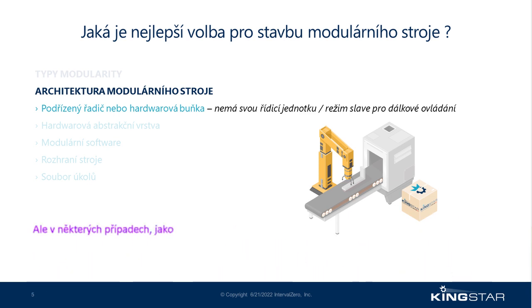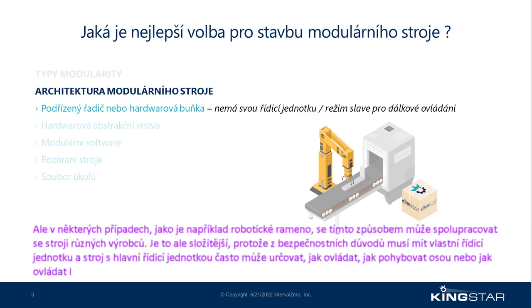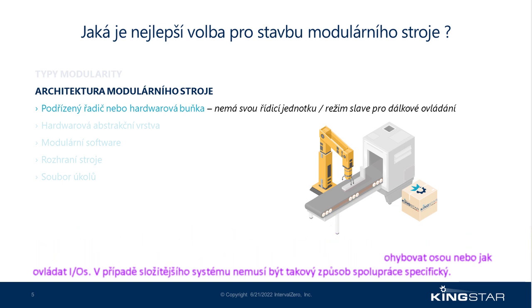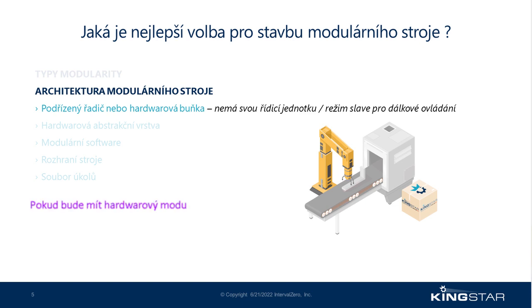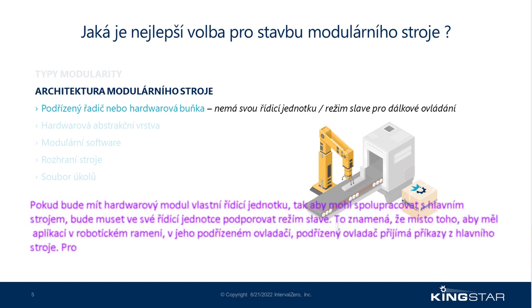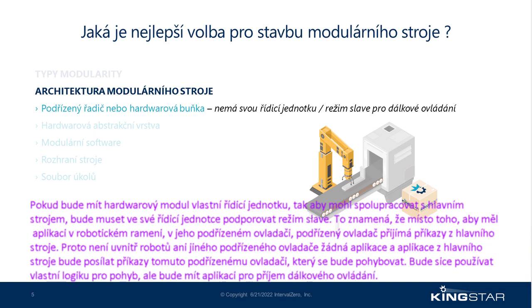But in some cases, like for example a robotic arm, this may work with machines of different vendors. This way, it's more complex and it needs to have its own controller for safety, because a main controller may often know how to move an axis or how to control IOs, but doing a more complex system may not be its specialty. This way, the hardware module itself will have its own controller.